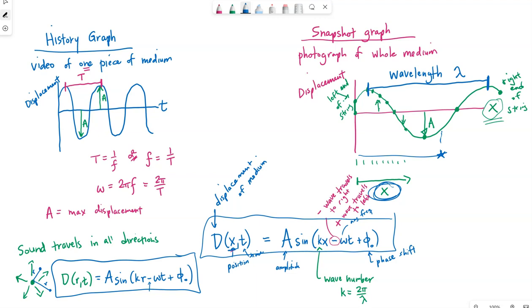And so the next video, I'll start talking about some other relationships for waves and what determines how fast the wave is traveling and so forth. Actually, let me give you one other equation really fast. Wave speed. The speed at which a wave travels is equal to wavelength times frequency.